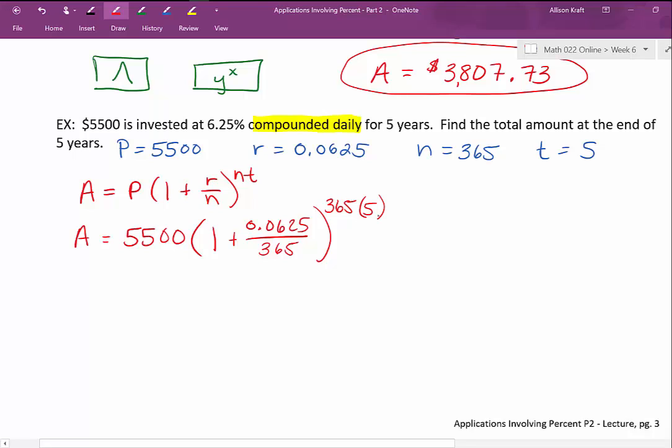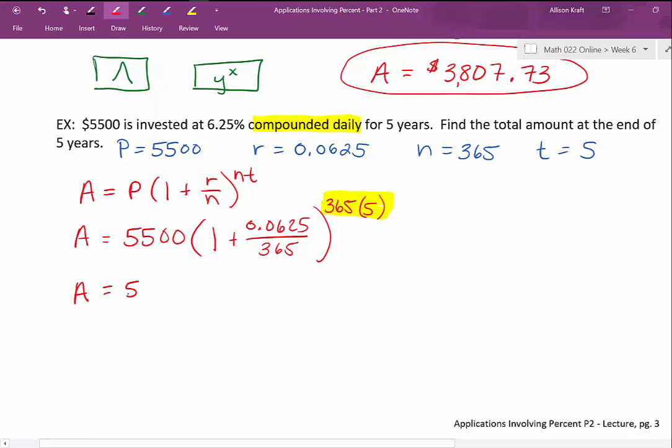As in the previous example, I'd like to do some cleanup if I can. This time, however, when I divide these two numbers, I get a really long decimal. It's not nice like it was in the previous example. So I recommend you not trying to simplify this portion of our expression. We're just going to type it in our calculator as is. The exponent, however, can be easily simplified. I would multiply those two together.